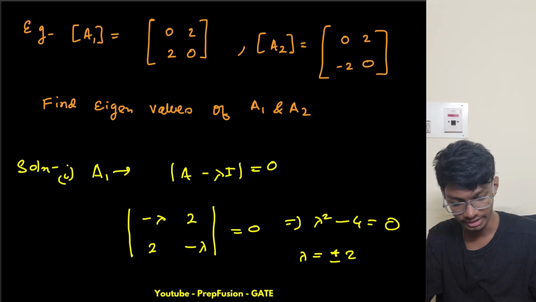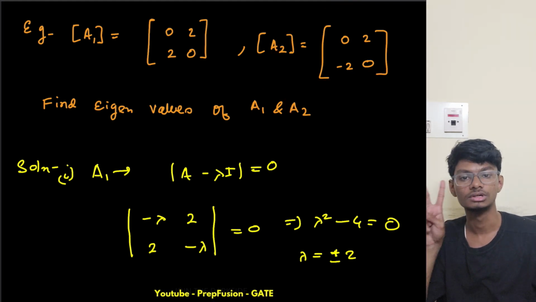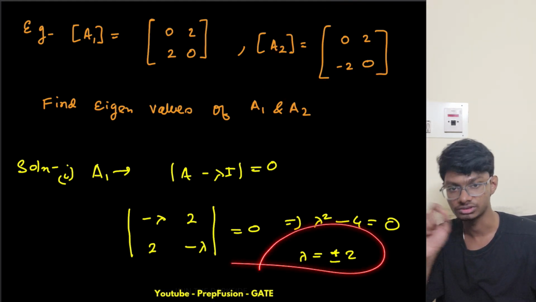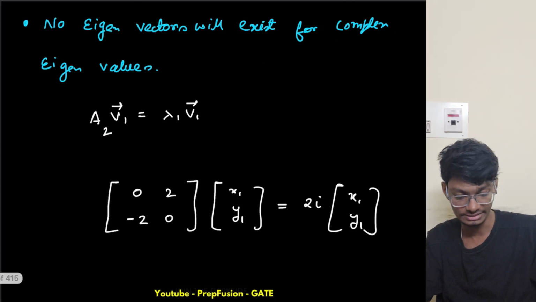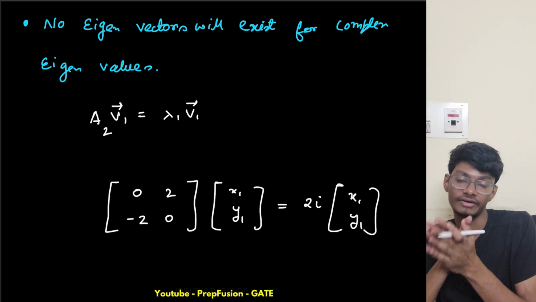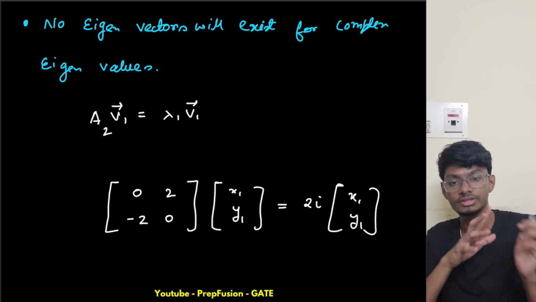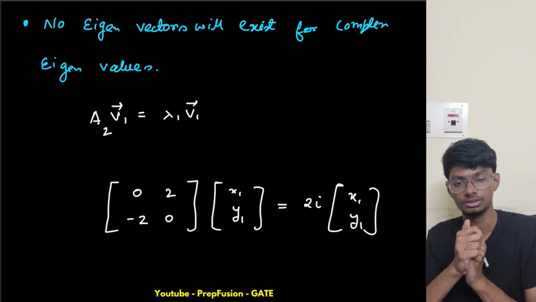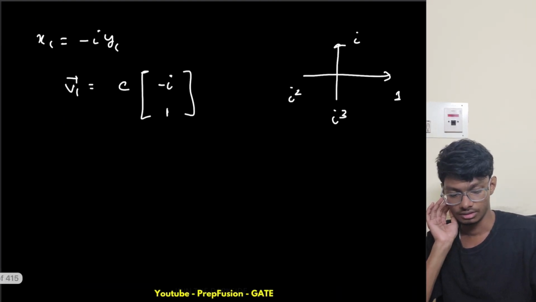You take another symmetric matrix and another skew symmetric matrix and find the eigenvalues, and you will see that the symmetric matrix eigenvalues will always be real, and the skew symmetric ones will always be purely imaginary. For purely imaginary values, the eigenvectors will also be complex. And for real eigenvalues, obviously the eigenvectors will be real. So this was it for symmetric and skew symmetric.